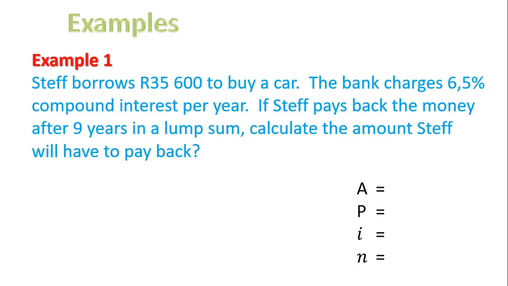So, our first letter, A. Remember, A is the finishing amount. And here, this is what they want. They want us to calculate the amount Steph will have to pay back after everything. And so A is what we're looking for. P, our starting amount. Well, right at the beginning of the example, Steph borrows $35,600. And so that is our P.